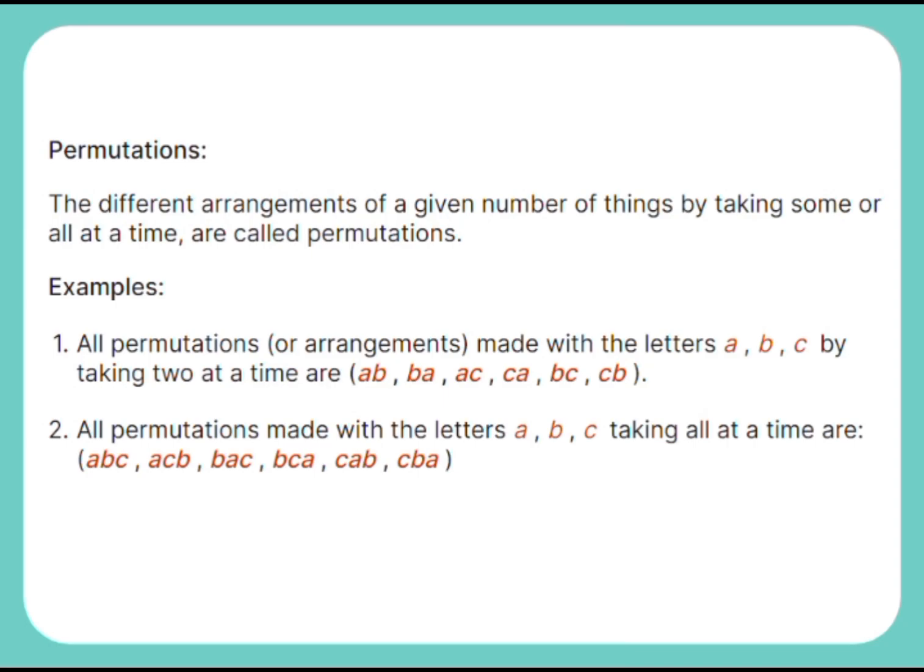All permutations made with the letters, when you take all the 3 letters, will be ABC, ACB, BAC, BCA, and the arrangement goes like this. This is how we take and arrange when it comes to the letters A, B and C.